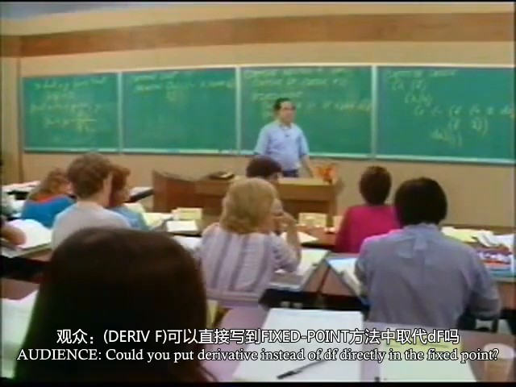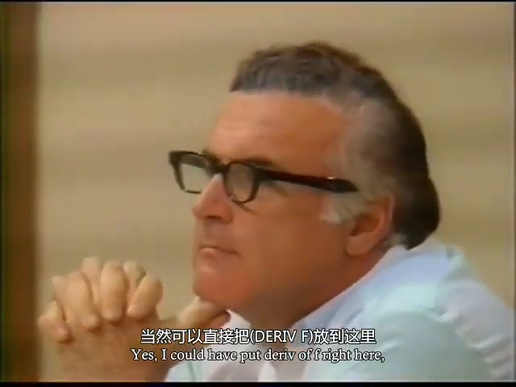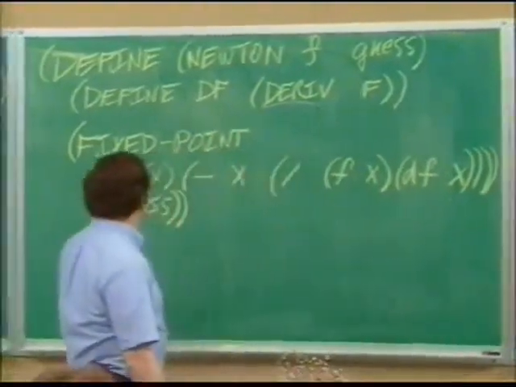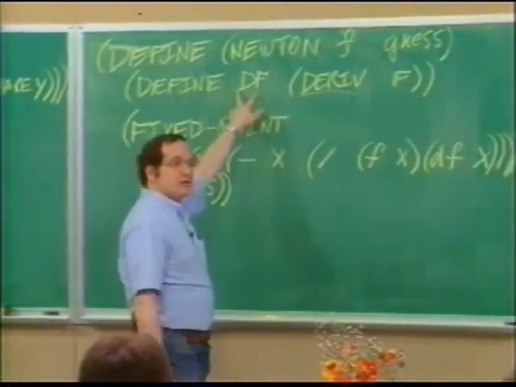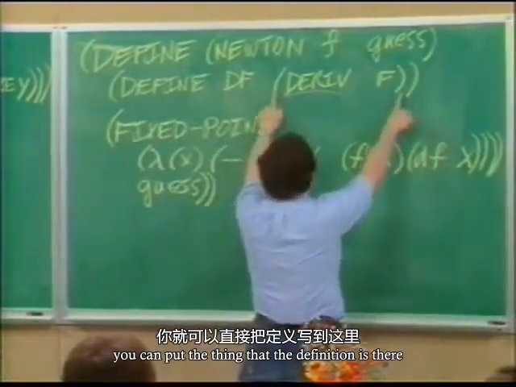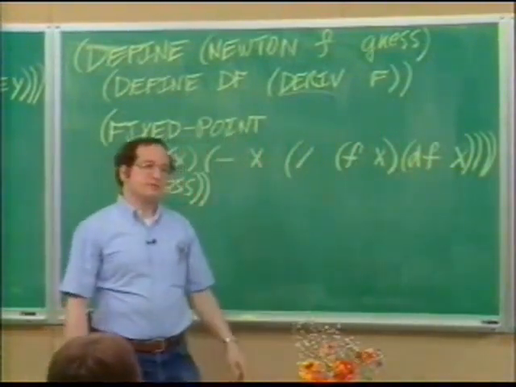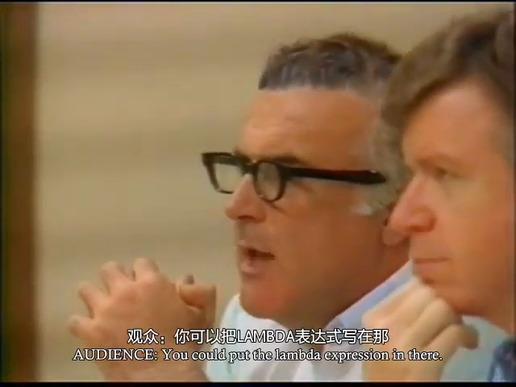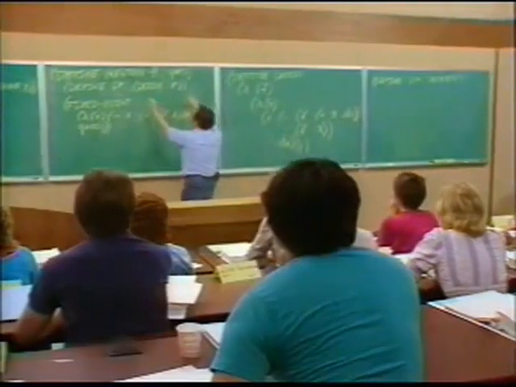Could you put deriv instead of df directly in fixed point? Oh, sure. Yes, I could have put deriv of f right here. No question. Anytime you see something defined, you could put the thing that the definition is there. And you should get the same result. In fact, what that would look like is interesting. You could put the lambda expression in there. I could also put deriv of f here.